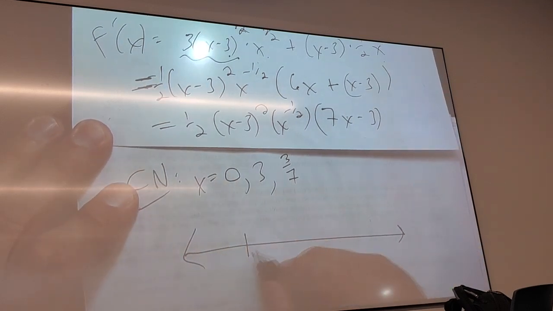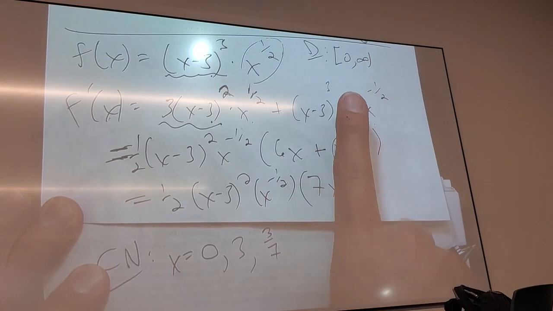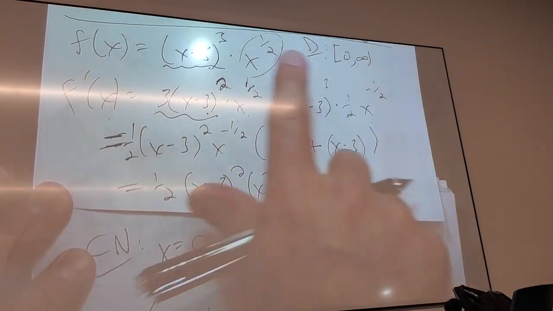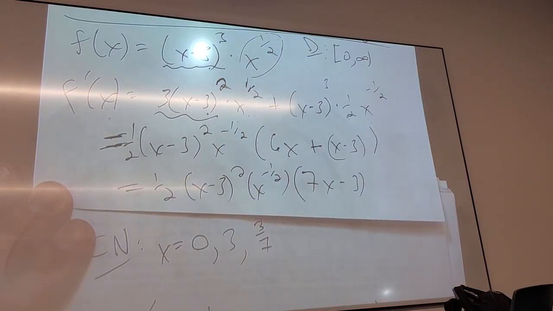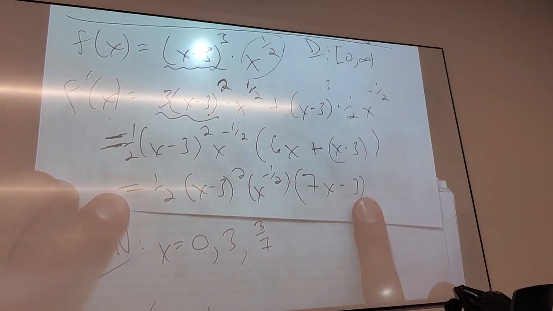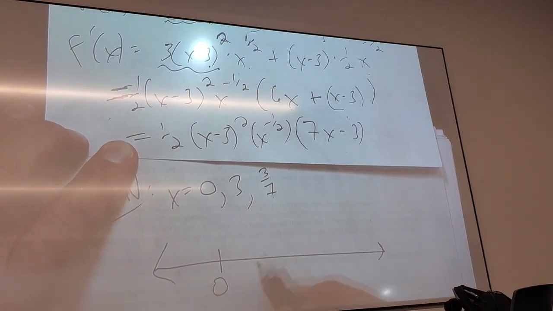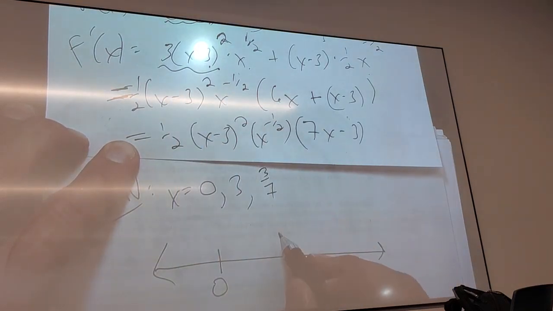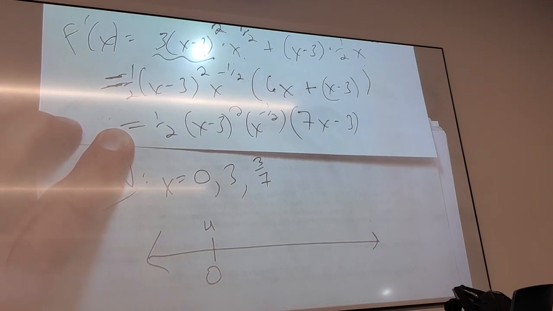Everything starts at 0, you guys with me? That's why it's a really good idea to know what the domain is from the beginning. So now I can ignore everything below 0 because it's not even allowed to be used in the first place. What's true about the function derivative at 0? What did we figure out? At 0, what's true about the derivative? Undefined. I'm going to put a u up there. Then I have 3/7, then I have 3.